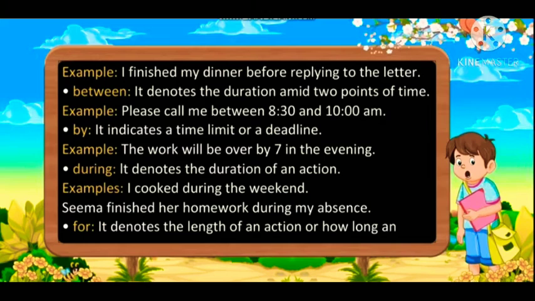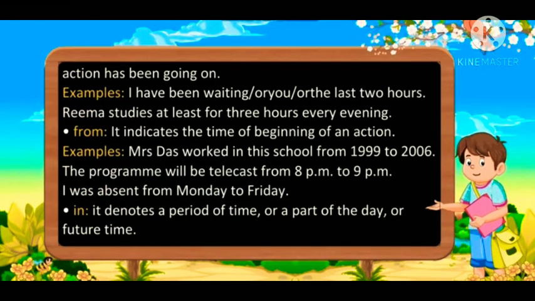During, it denotes the duration of an action. Example, I cooked during the weekend. Seema finished her homework during my absence. For, it denotes the length of an action or how long an action has been going on. Example, I have been waiting for you for the last 2 years. Rima studies at least for 3 hours every evening.